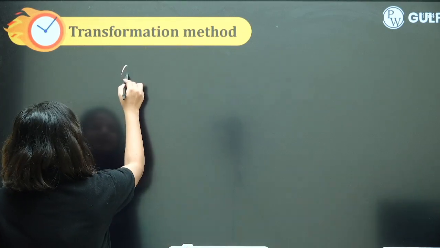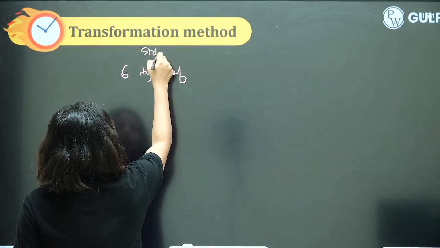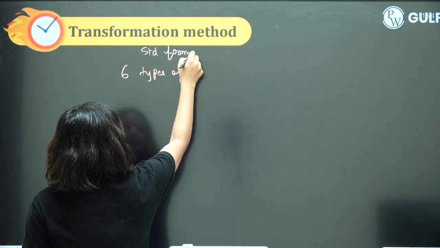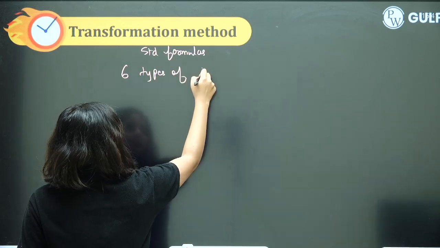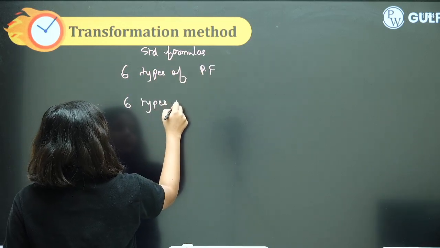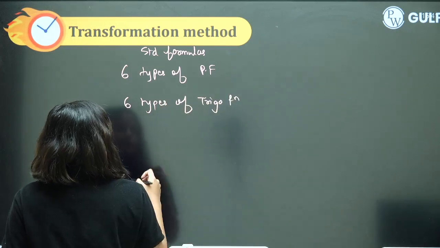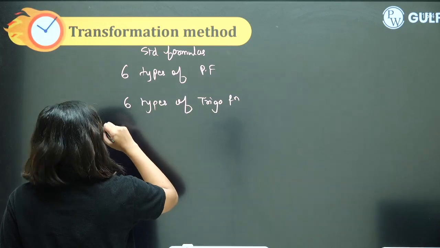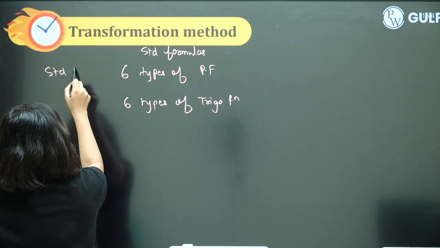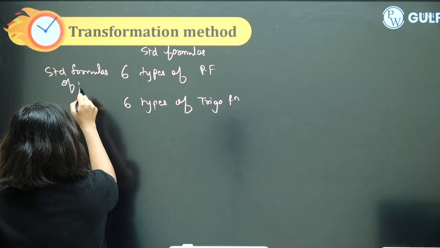You know, 6 types of all these standard formulas, firstly, are there. Then your 6 types of particular functions, 6 types of trigonometric function. 6 types of particular function along with standard formula set. Standard formulas of particular function.